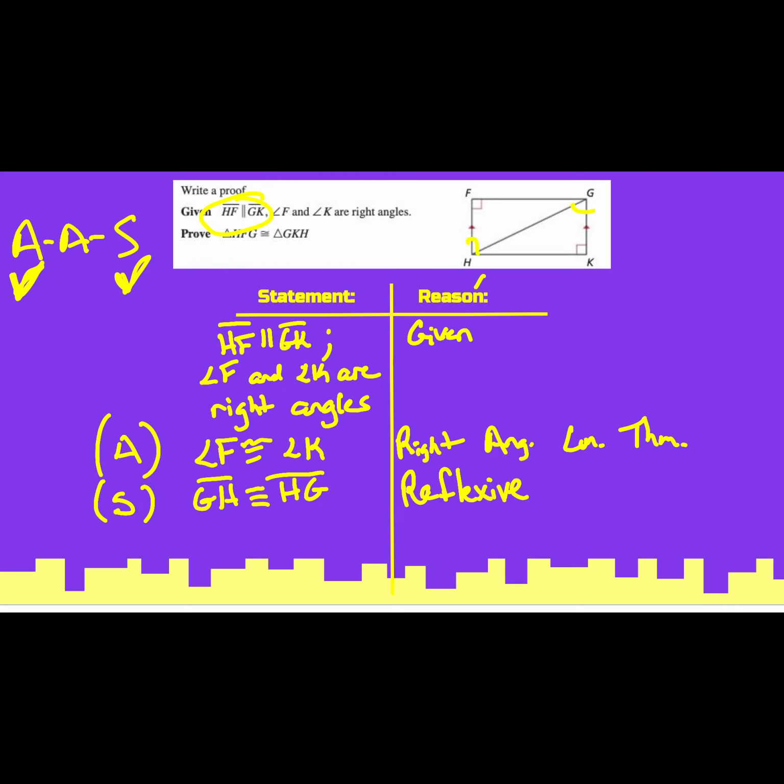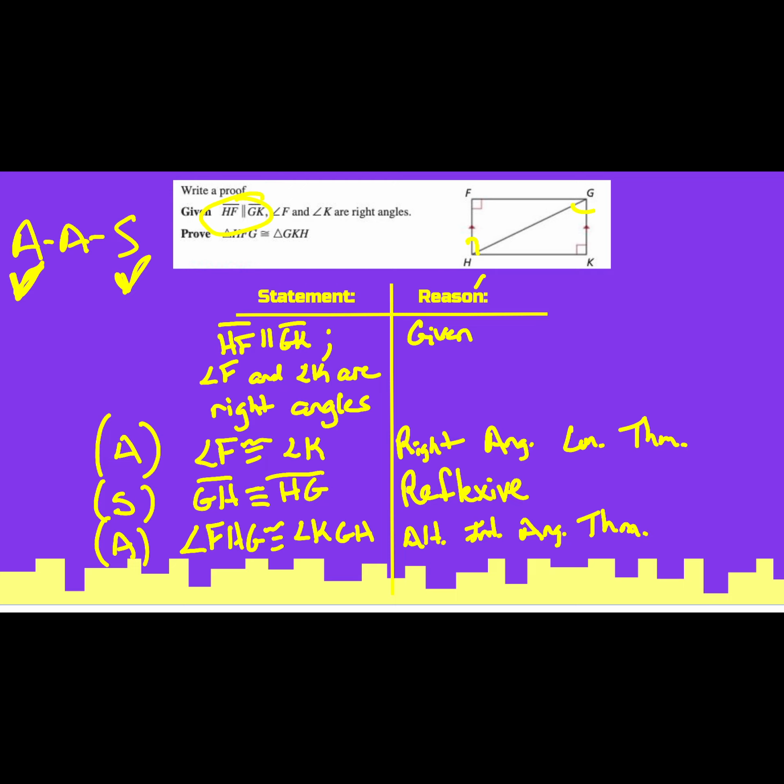Right here. So we could end by saying angle FHG is congruent to angle, let's see, KQH, and this is because of the alternate interior angles here. And that would be our other angle.